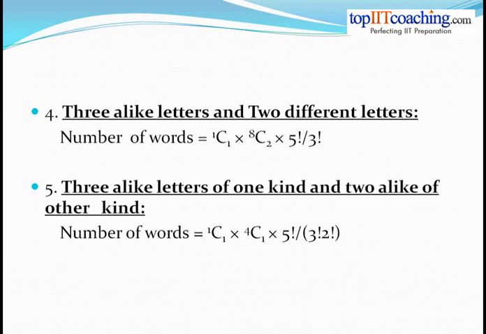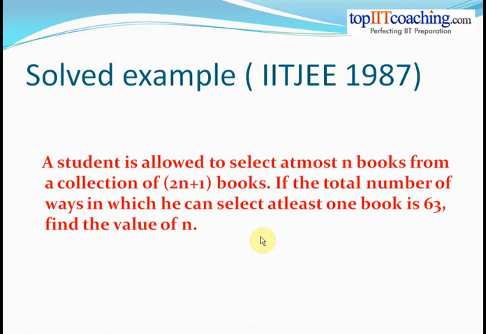Now let's solve this last IIT JEE problem, which appeared in 1987. A student is allowed to select at most n books from a collection of 2n plus 1 books. If the total number of ways in which he can select at least one book is 63, find the value of n.